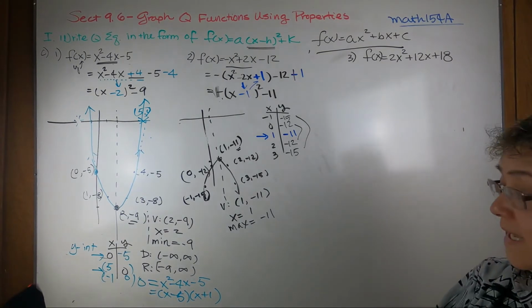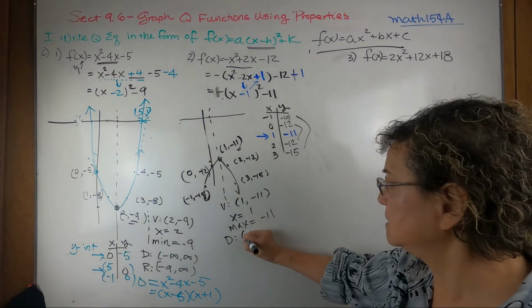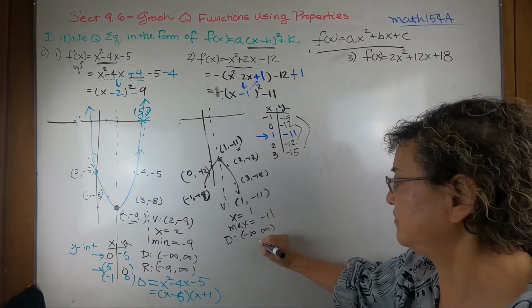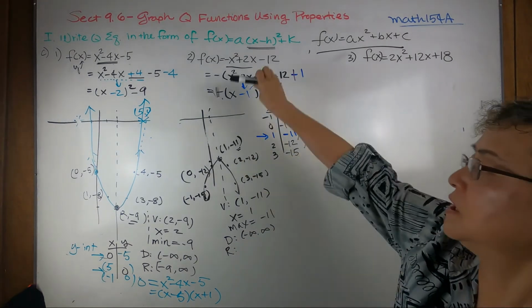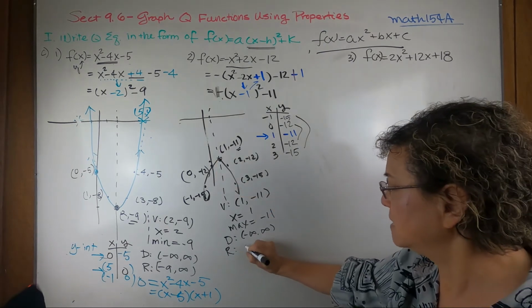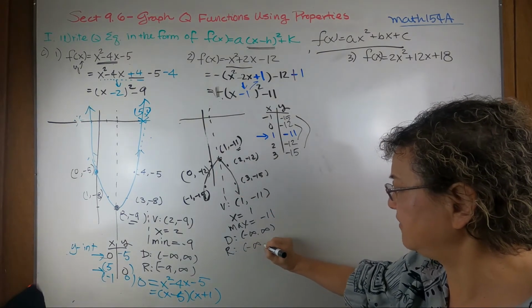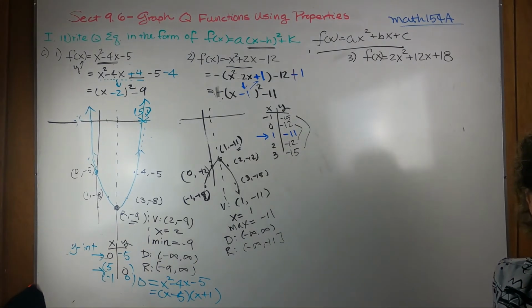And what's your domain and range? Domain left and right for x, negative infinity to infinity. What's your range? How far you can go up and down, all the way down, up to here, right? So that will be negative infinity to negative 11. Is that right?